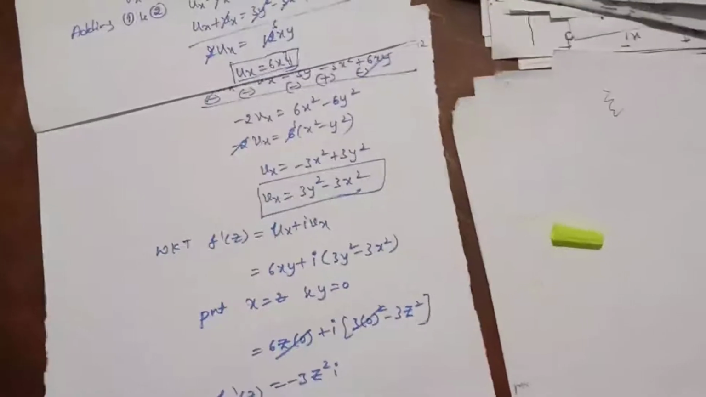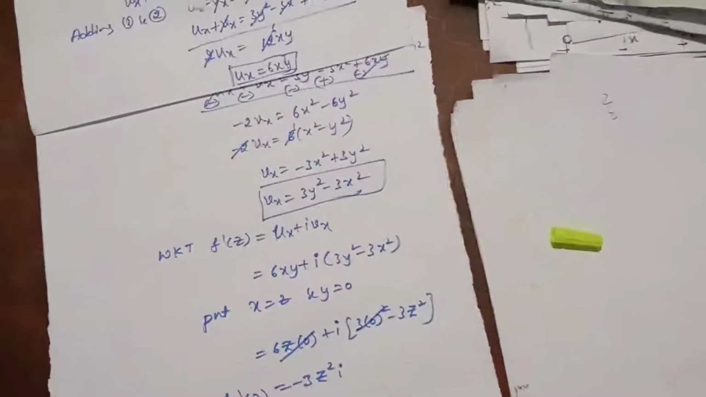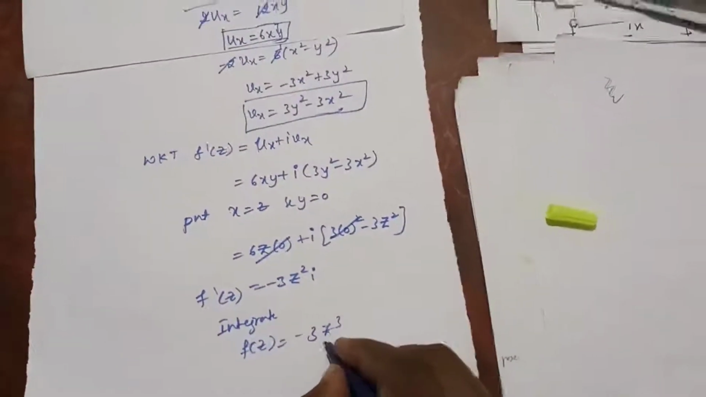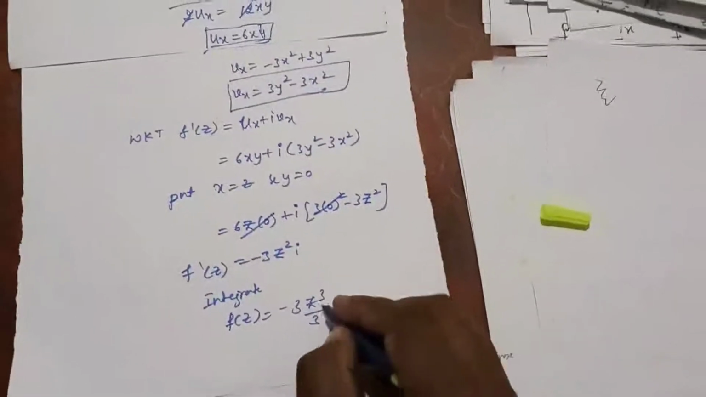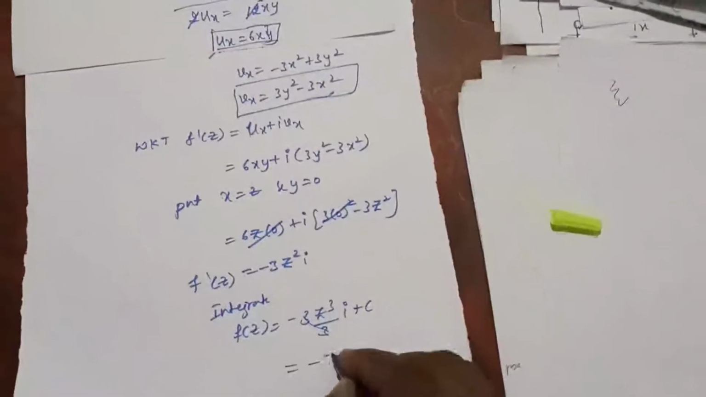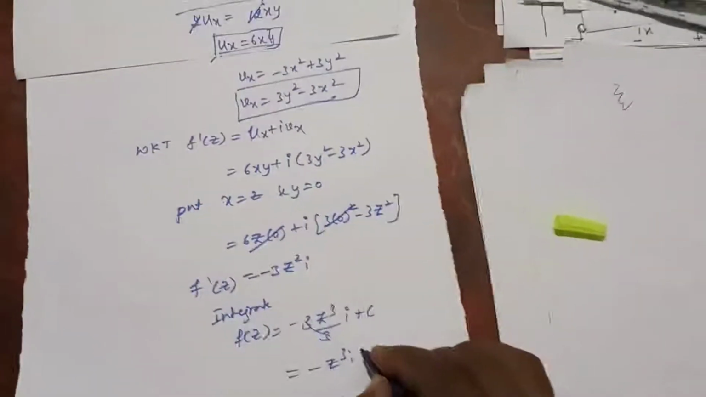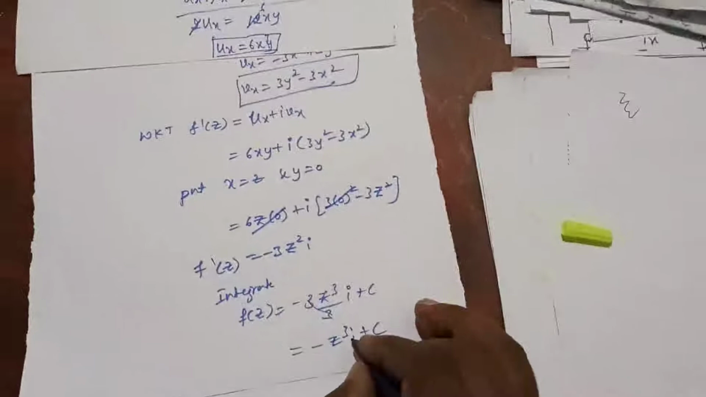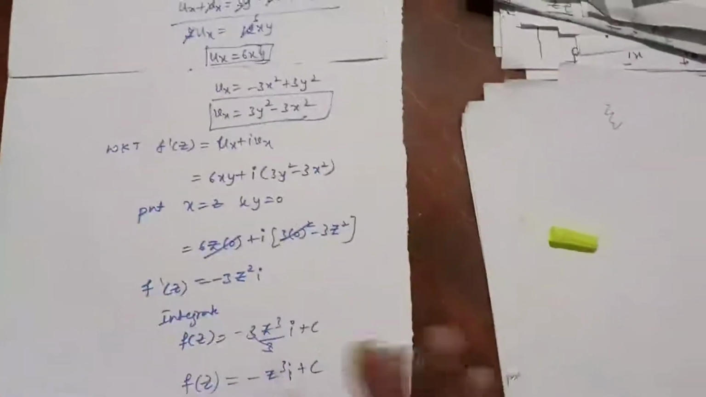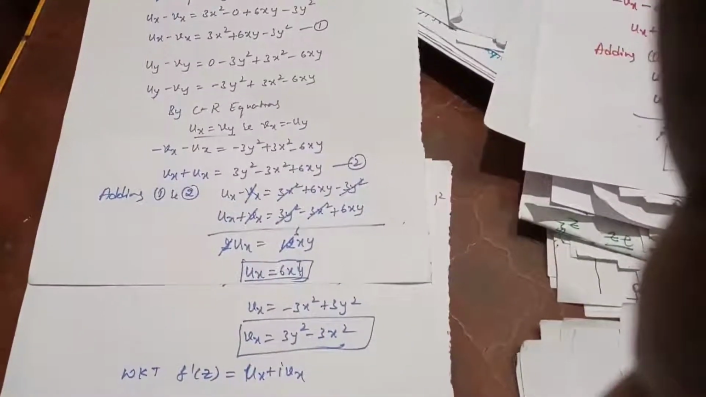Integrate this. Now f dash of z becomes f of z. So minus 3, if we integrate z square, the integration of z square is z cube by 3, into i plus c. 3 get cancelled. Minus i z cube plus c is our required analytic function. This is how we have to evaluate this problem. Here the main thing is partial differentiation. Go through this.